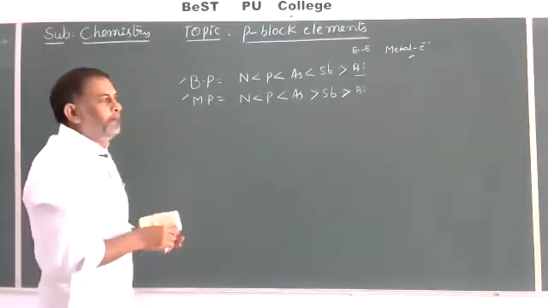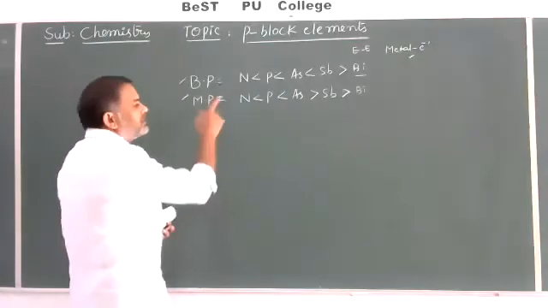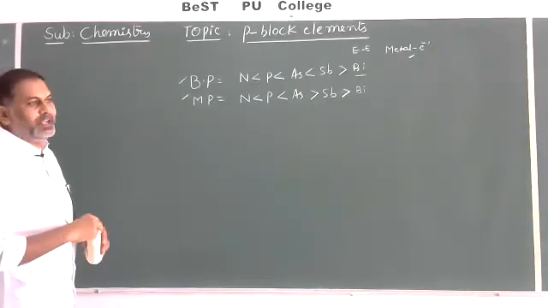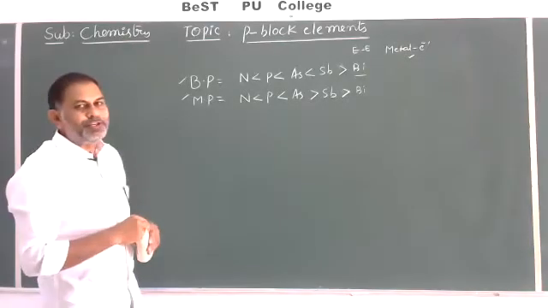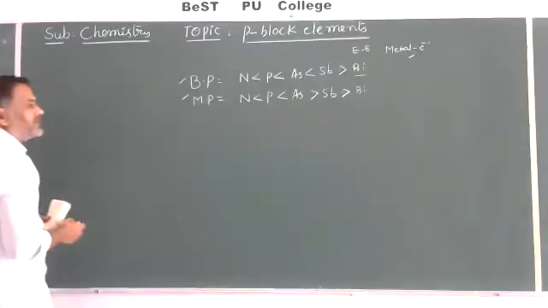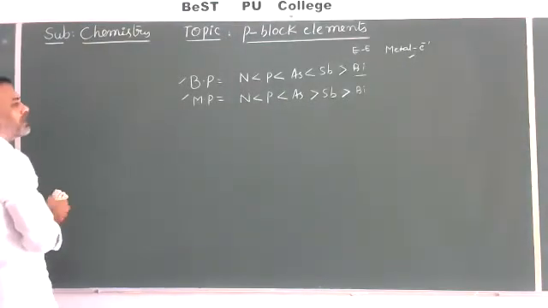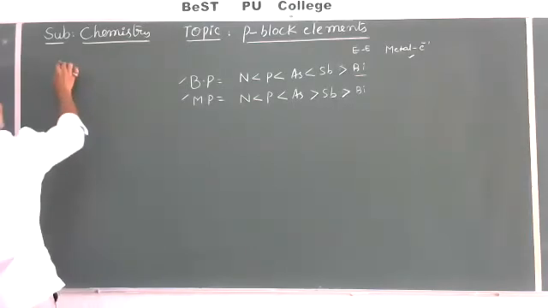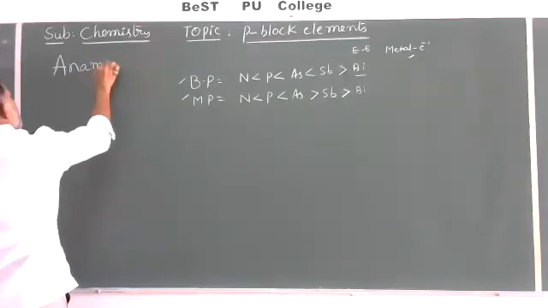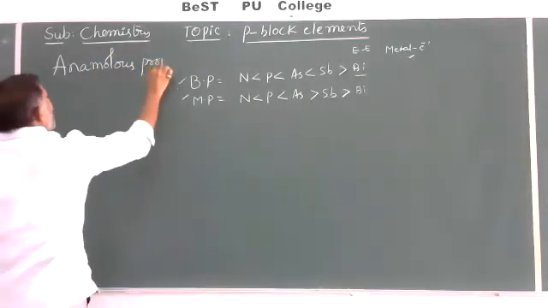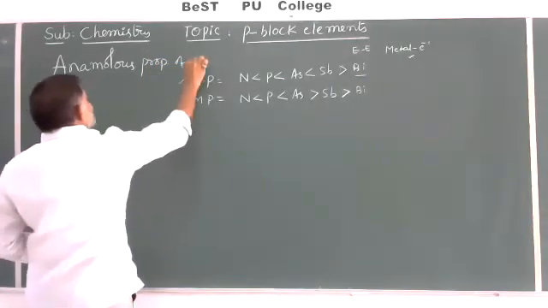Now today, after variable oxidation states, which were explained yesterday in the chemical properties of 15th group elements, the next important concept is anomalous properties of nitrogen. Very, very important concept this is. Anomalous properties of nitrogen.